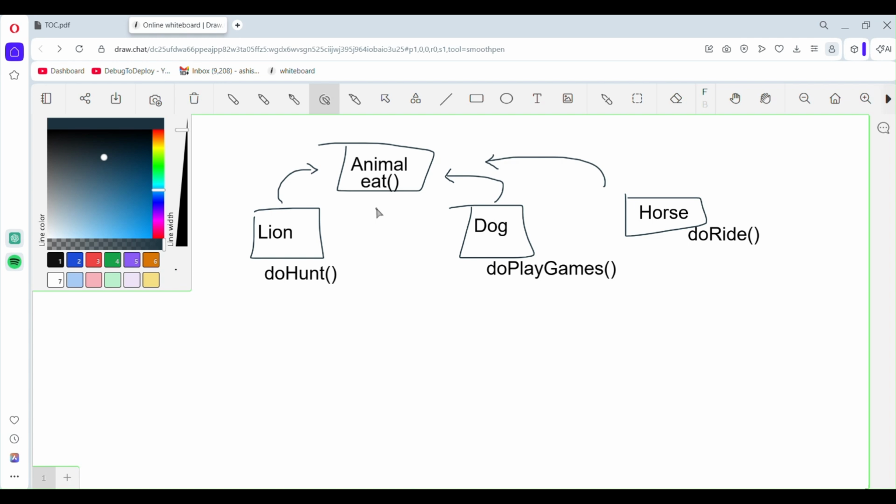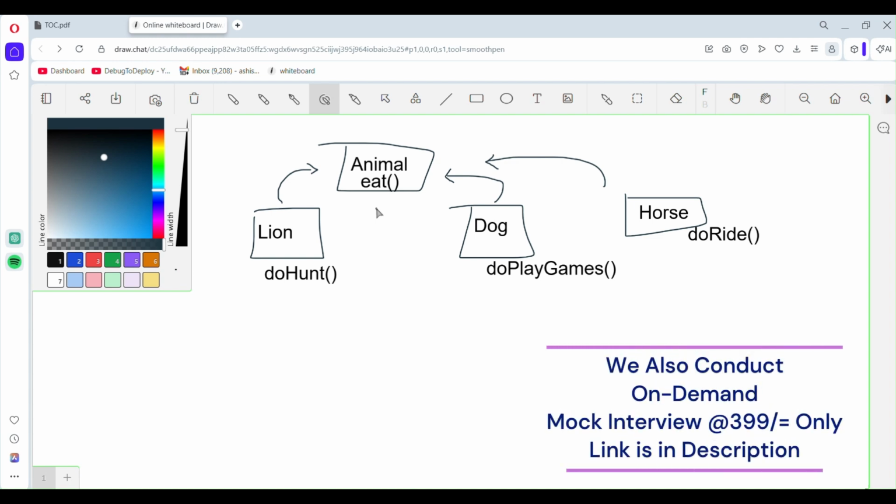So if someone is asking you, okay, what is inheritance, what is overriding, you can give that example as well. The lion's way of eating food is absolutely different than the way the dog eats food, and absolutely different than how the horse is going to eat the food. So every child class is going to implement the superclass method again, and that behavior is called overriding. But there is also one more rule associated with overriding.